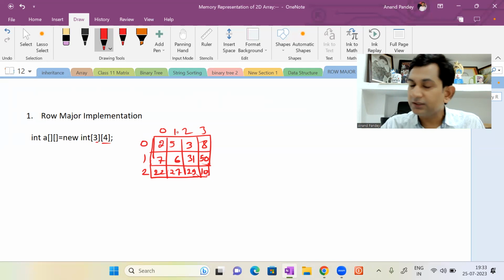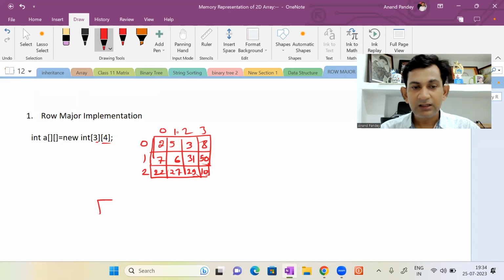So what happens actually? I'm repeating, memory is not allocated in this tabular form. Actually, the memory is allocated in linear form. And there are two methods of this memory allocation: row major or column major, that is row wise or column wise. If the memory is allocated row wise, then the elements of the first row come first, then the elements of the second row, then the elements of the third row, and so on. This is called row major implementation.